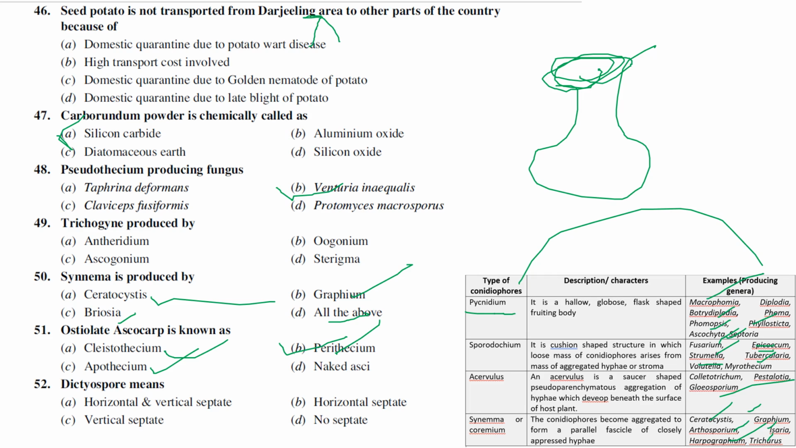And the next one is dictyospore, meaning a spore with both vertical and horizontal septa is known as dictyospore, or we can also call it a muriform spore. The best example is Alternaria. If you see Alternaria conidia, sometimes they look bell shaped, right?